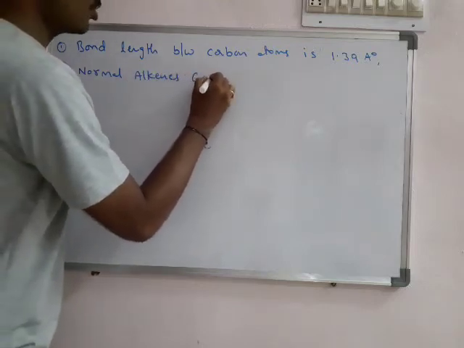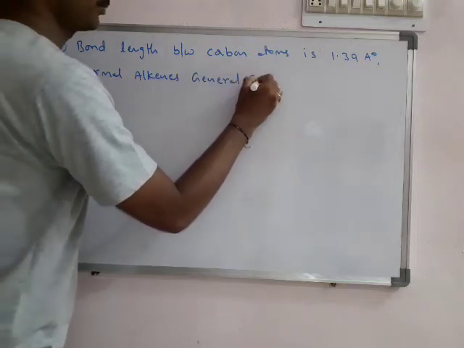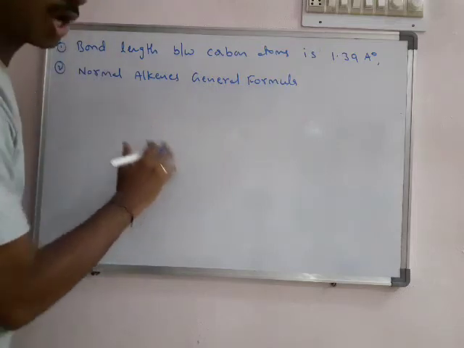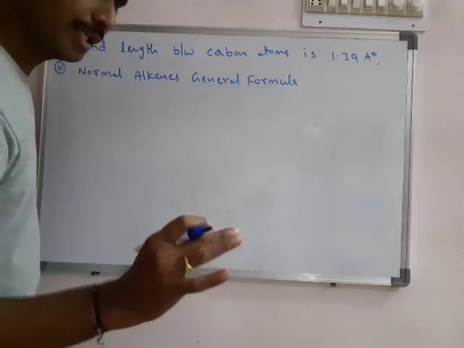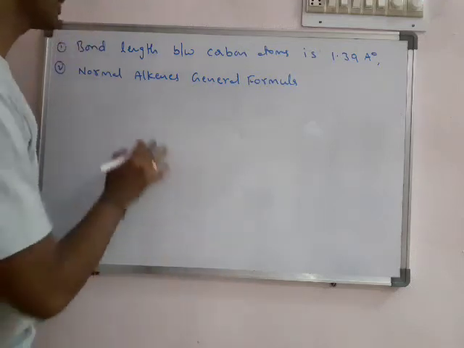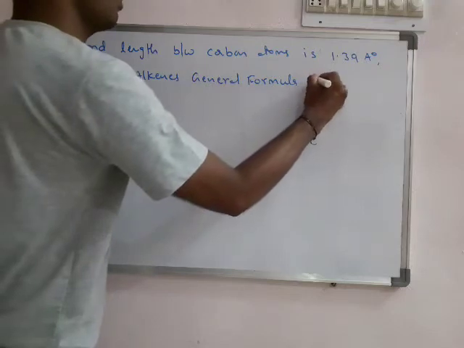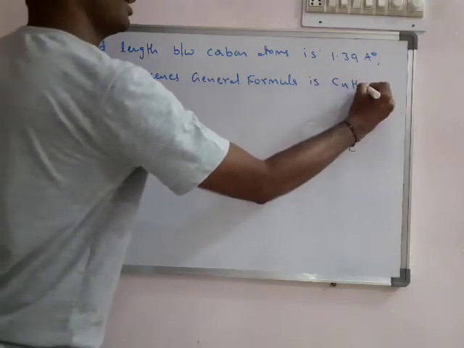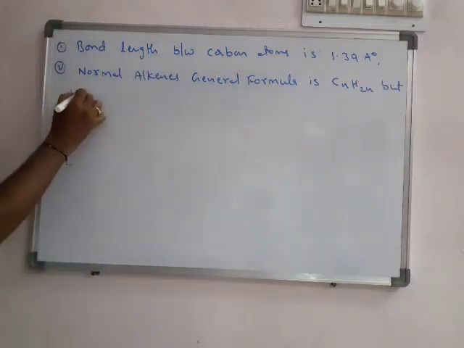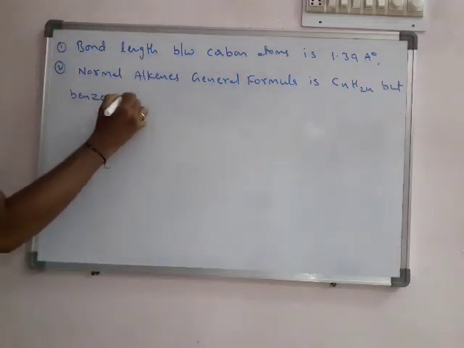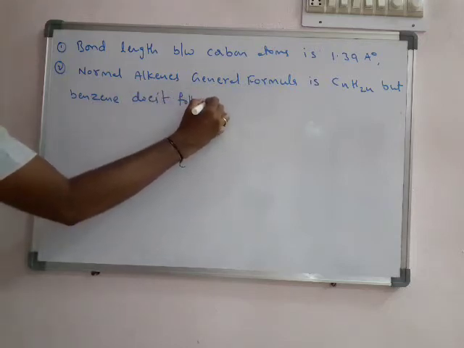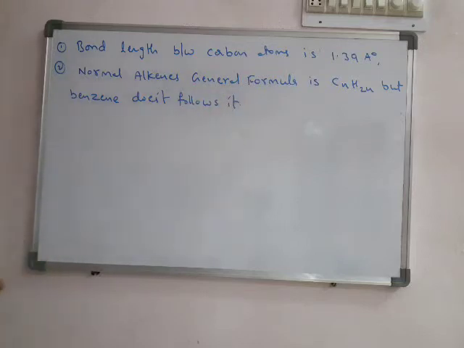Normal alkenes general formula. So why are we taking alkenes? Because it is looking like double bonds. Since there are double bonds, we are comparing with alkenes. So normal alkene general formula is CnH2n. But benzene does not follow it.